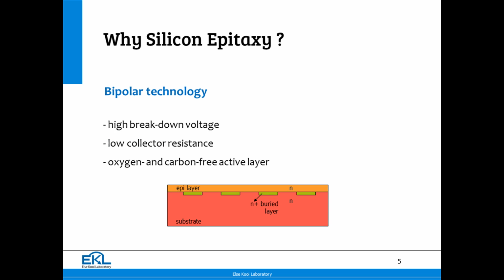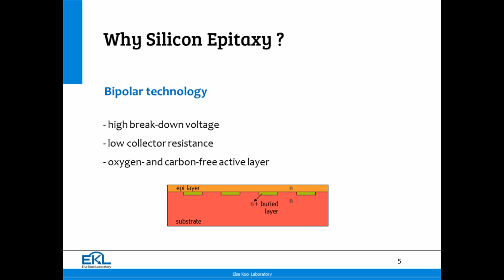Why do we use silicon epitaxy? Well, it solved the problem with bipolar transistors. Remember, in the old days, I'm talking about the early 60s now, there was only bipolar processing. And bipolar processing suffers from contradictory requirements. On one hand, it requires a high breakdown voltage, and on the other hand, it requires a low collector resistance. How do we solve that? By means of an epitaxial layer.